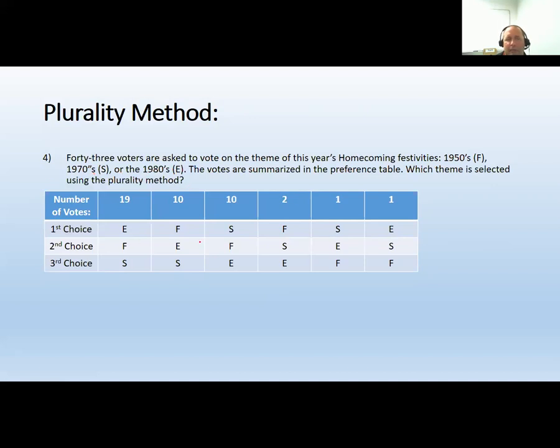Now, we've already had this preference table on problem 1. But in problem 1, we were determining the winner of the election based on the pairwise comparison method. This problem, we're determining it based on plurality method. So plurality, again, is who gets the most first place votes. So let me give you about a minute to try that on your own, and then we'll go over it together.